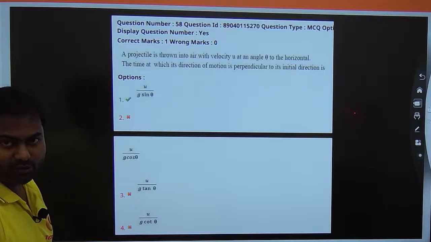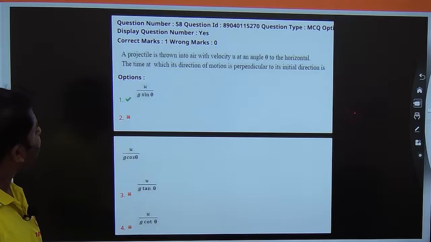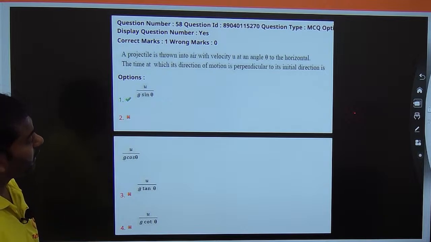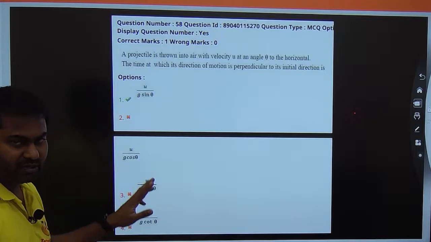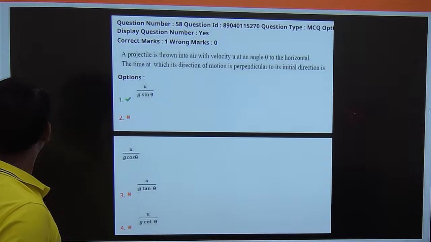The 58th question is again from this projectile motion only. They are asking: a projectile is thrown into air with a velocity u at an angle theta with the horizontal. The time at which its direction of motion is perpendicular to initial direction. It looks a little difficult, but it is easy only. I'll help you.